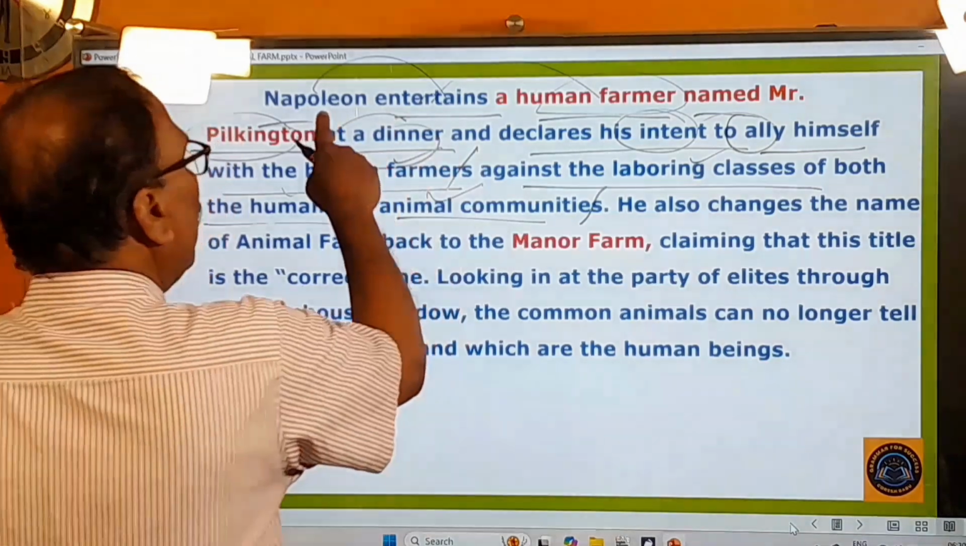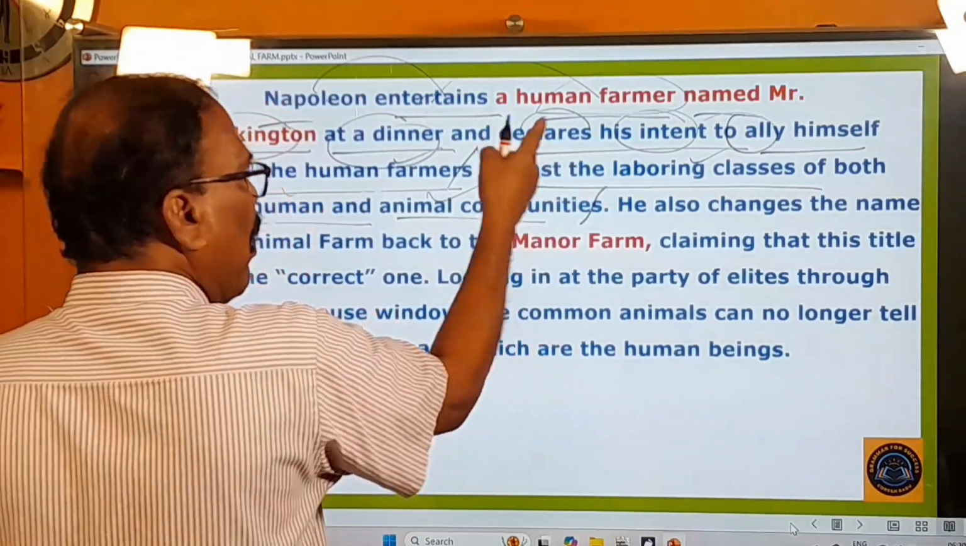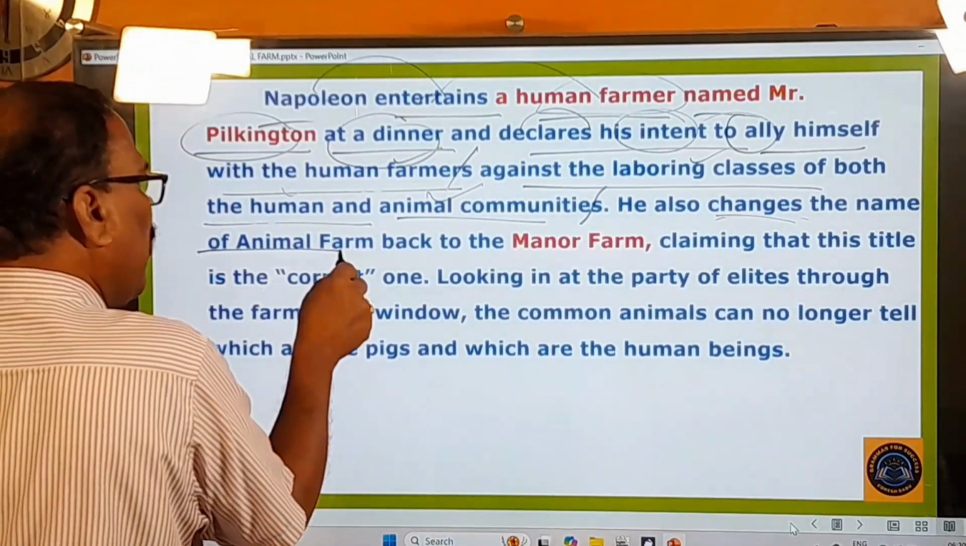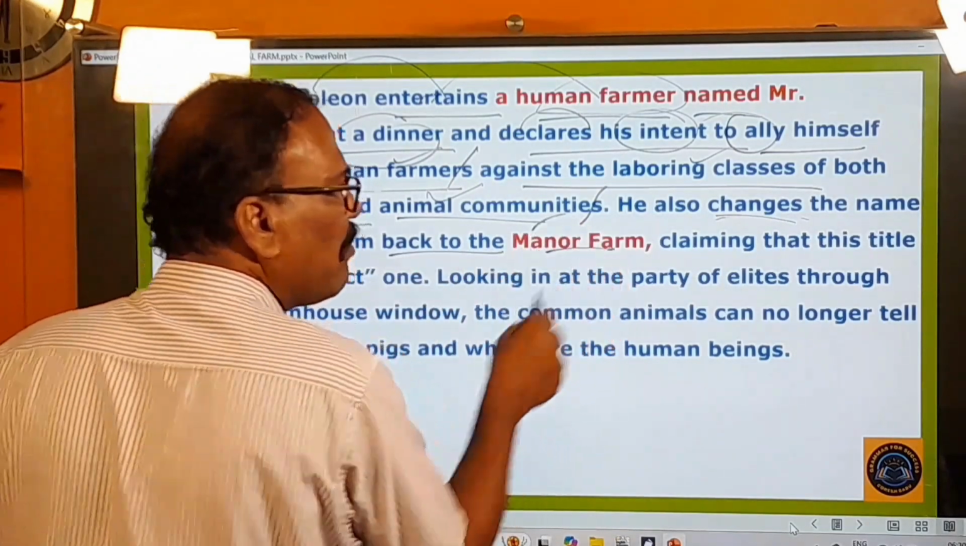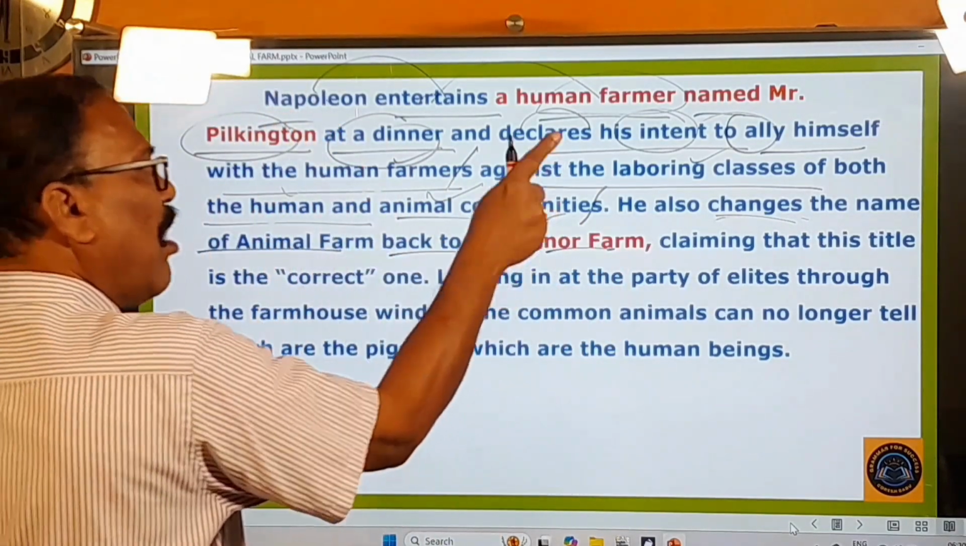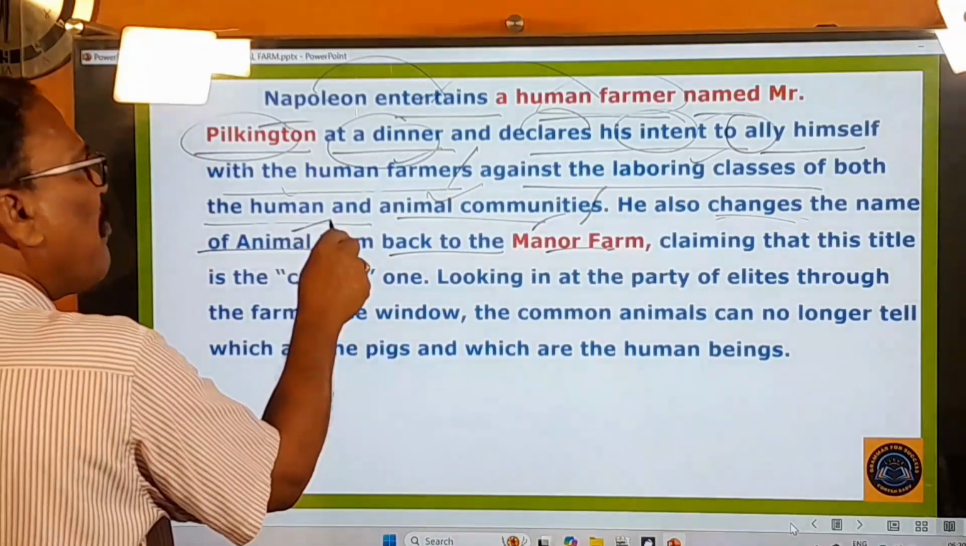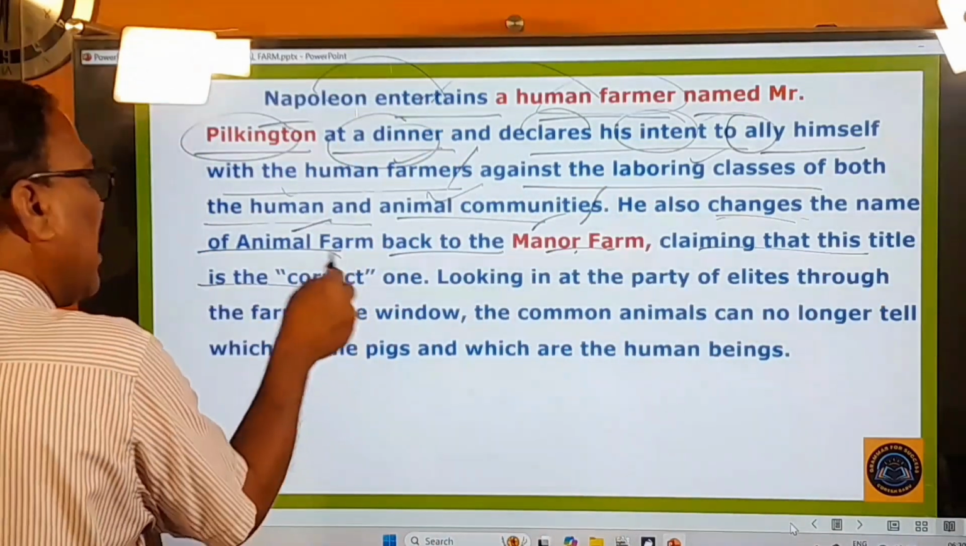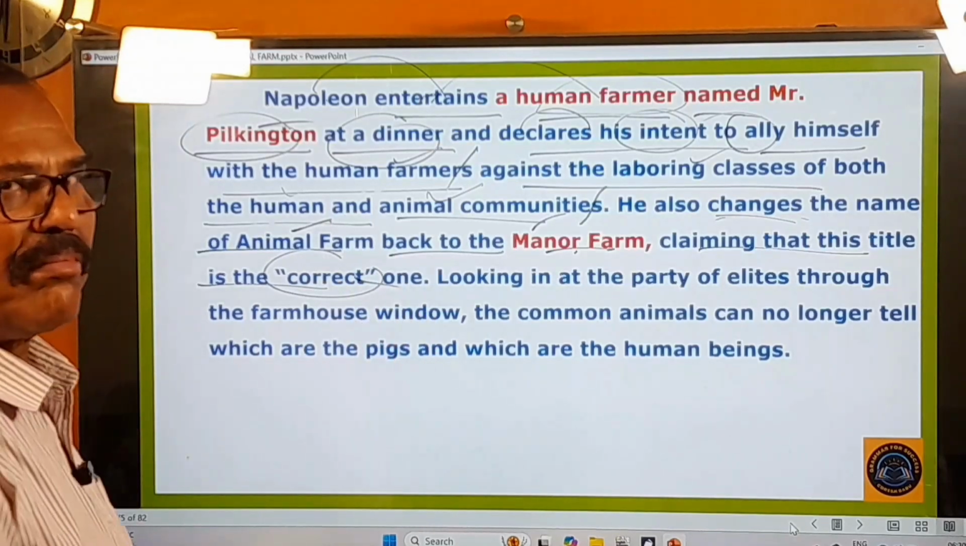The same thing he declared in that dinner party. He also changes the name of Animal Farm back to Manor Farm. In that meeting only, he also changes the name of Animal Farm back to the Manor Farm, claiming that this title is the correct one, Manor Farm.